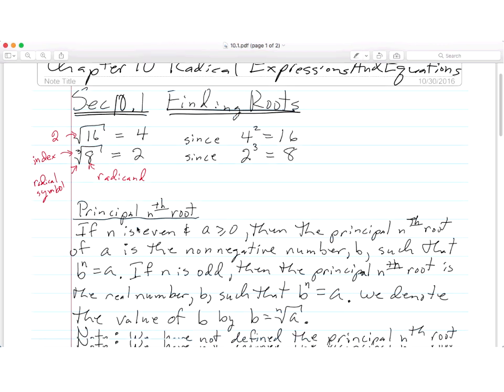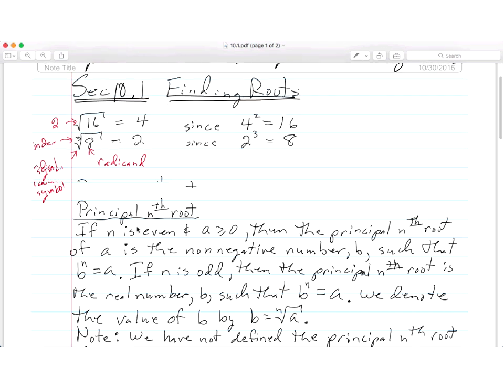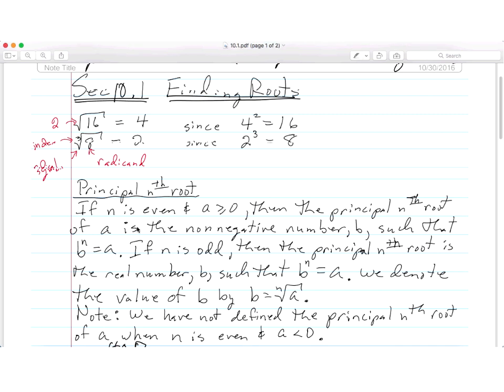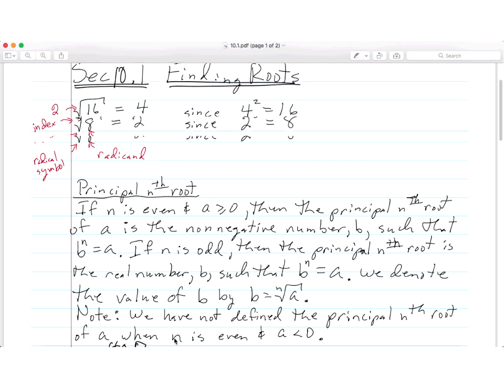So note, we have not defined the principal nth root of a when n is even and a is less than 0. We will in the future, towards the end of this chapter, I think section 10.6, we will define what that means, but at this moment, I have not defined the even root of a negative number.